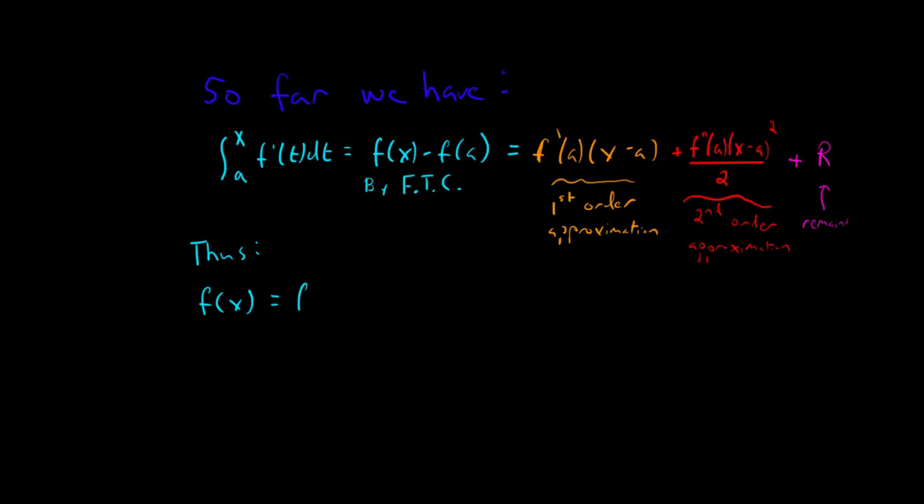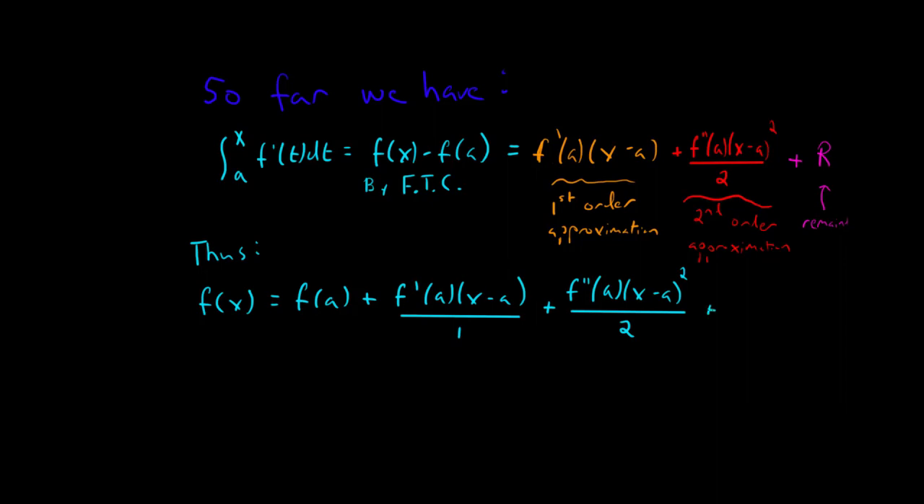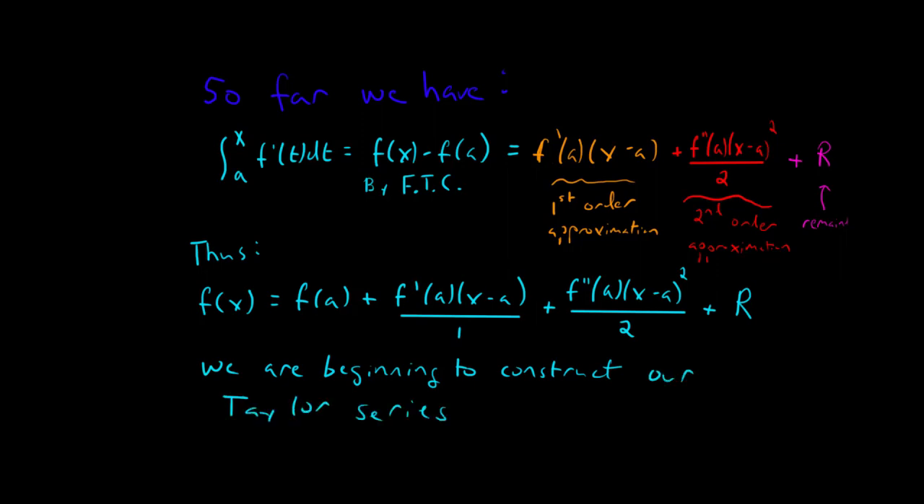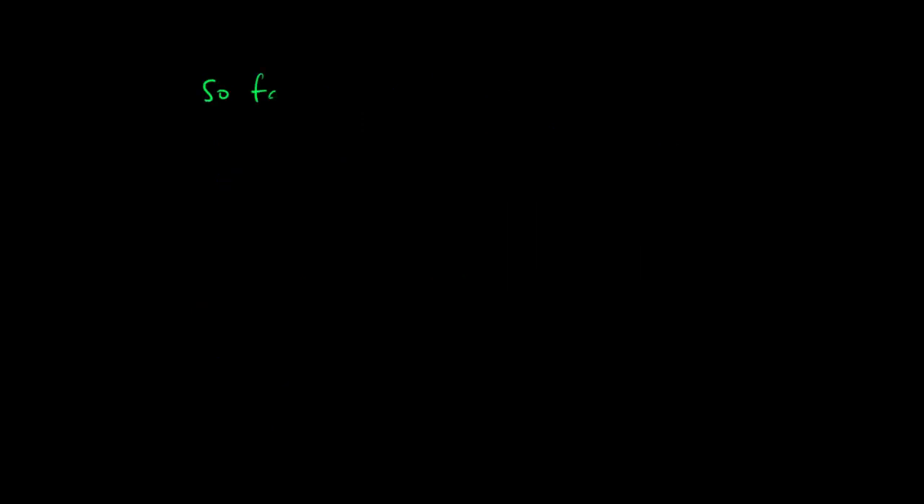So we have a rudimentary Taylor series, the beginning of a Taylor series, which we're writing by rearrangement. F of x equals f of a plus f prime of a times x minus a over 1, plus f double prime of a times x minus a squared over 2. Plus some unknown remainder r. As I said, we're beginning to construct our Taylor series using purely geometric reasoning so far.